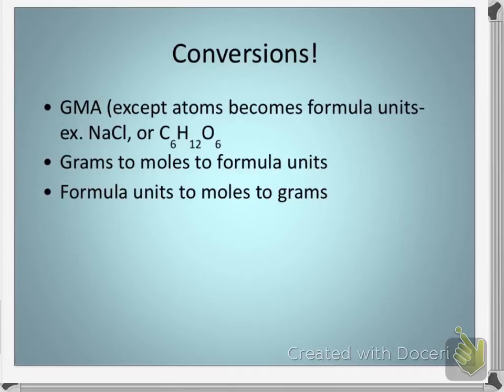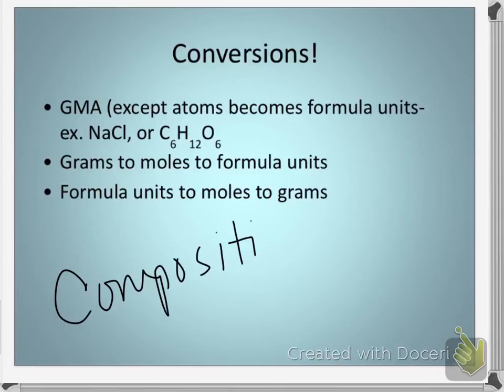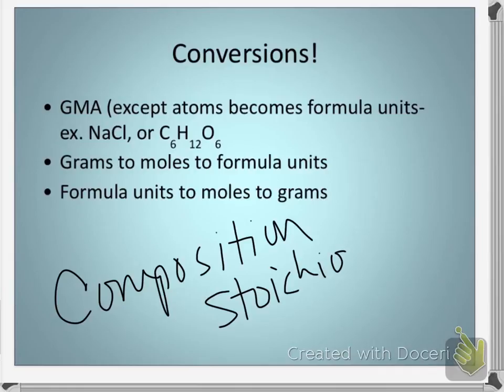So we can find the number of moles, and this is more what's called composition stoichiometry, which I just love to say. Stoichiometry, composition stoichiometry. Because we're still just looking at the stoichiometry of individual compounds. We're not yet looking at the stoichiometry of two different compounds reacting with one another.